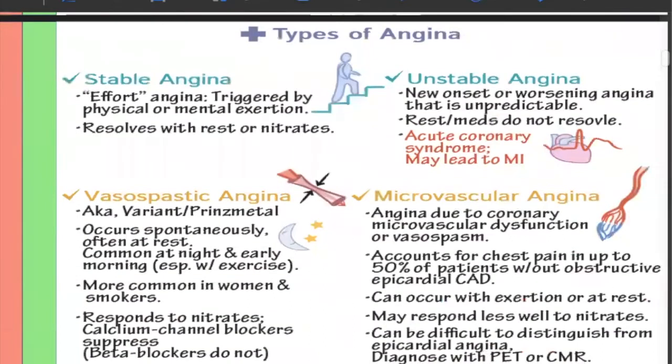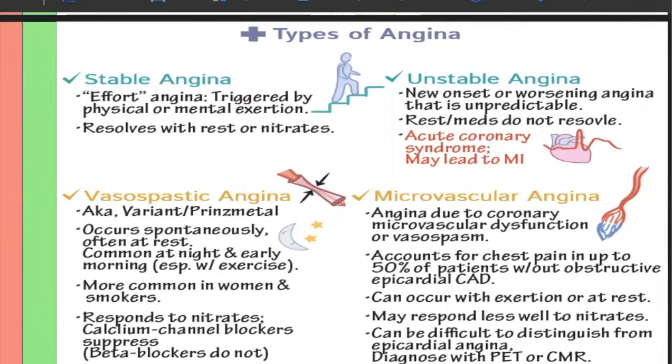Now, in terms of the types of angina pectoris, we have stable angina. As it says in our illustration, it is effort angina triggered by physical or mental exhaustion. It resolves with rest or nitrates. What is happening here is sometimes a paroxysmal substernal pain that is predictable.